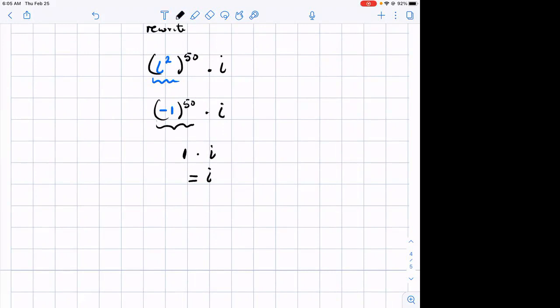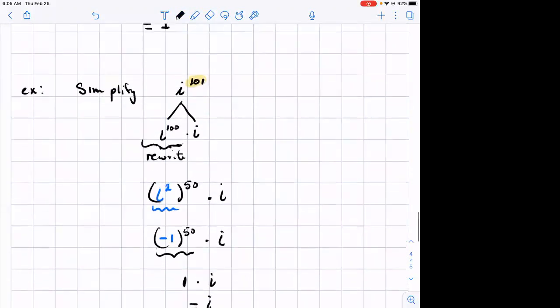So as you can see, any power of i can be simplified. Doesn't matter how big or how small it is, I can simplify it. So this is something that you will have to be aware of.